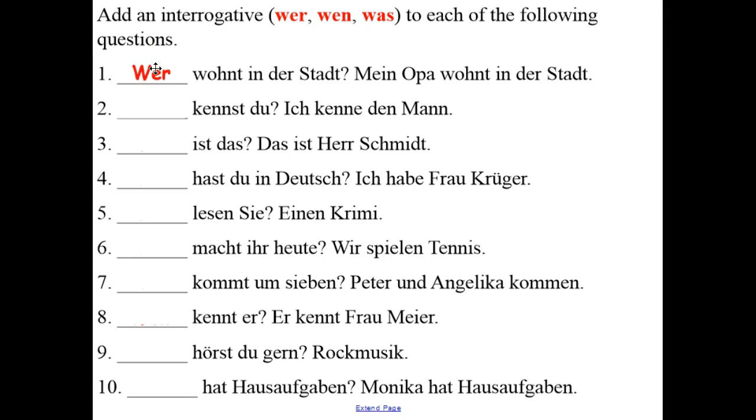1. Wer wohnt in der Stadt? Mein Opa wohnt in der Stadt. So who lives in the city? My grandpa lives in the city. We're dealing with the subject of the sentence, my grandpa.